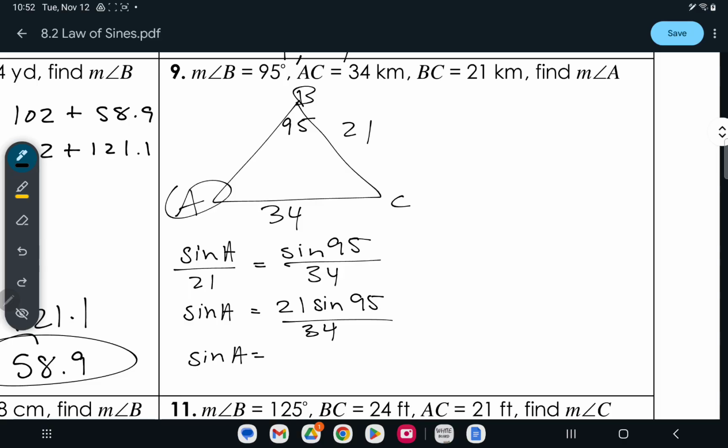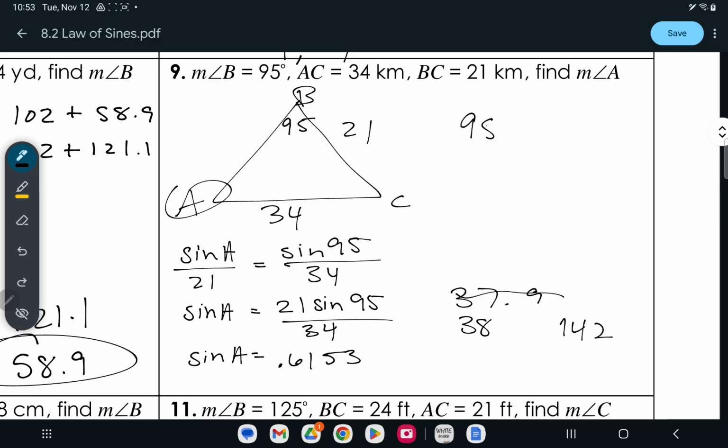Let's see what that gives me. So 21 sine of 95 divided by 34 gives me 0.6153. So now I have to do inverse sine of 0.6153, and I get 37.9, which let's round up to 38. And then 180 minus 38 is 142. And now I'm gonna check.